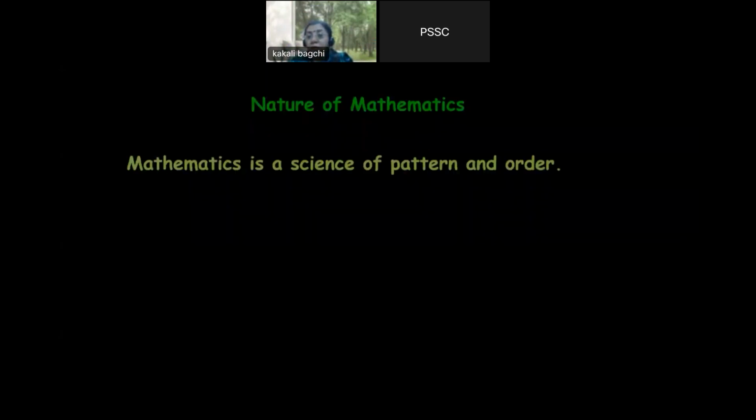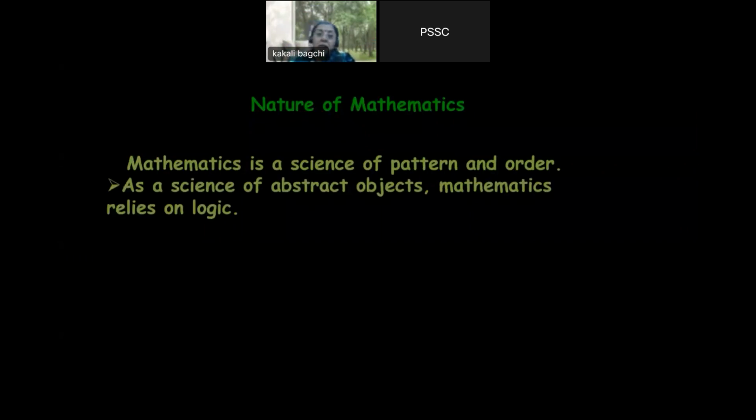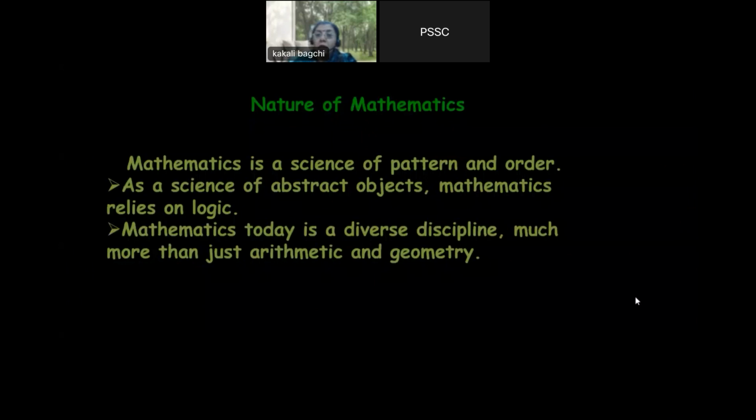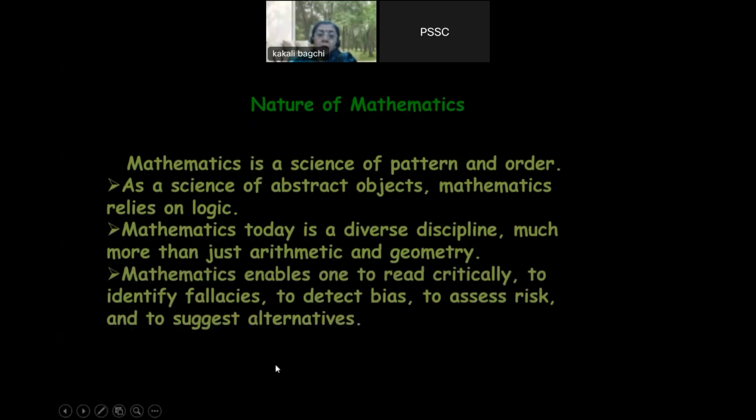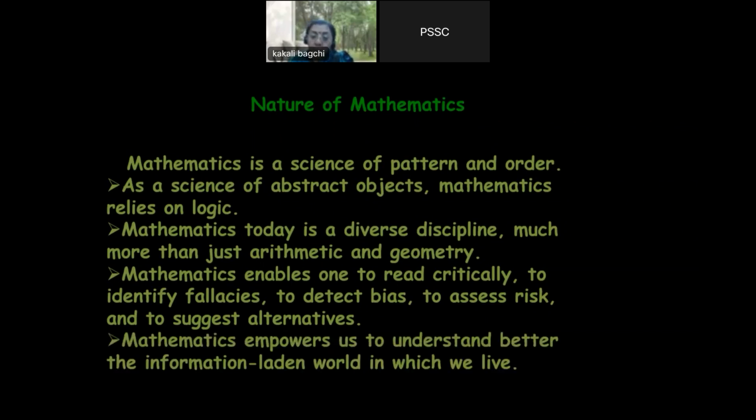Mathematics is a science of pattern, a science of abstract objects. Mathematics relies on logic. Mathematics today is a diverse discipline, much more than just arithmetic and geometry. It enables one to read critically, to identify the fallacies, to detect the bias, to assess risk, and to suggest alternatives. Mathematics empowers us to understand better the information-laden world in which we live. So mathematics teaches us to read critically, find out the fallacies, and detect the biases.